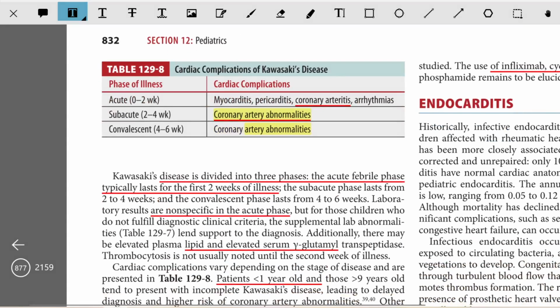Kawasaki's disease is divided into three phases. The acute febrile phase typically lasts for the first 2 weeks of illness. The subacute phase lasts for 2 to 4 weeks, and the convalescent phase lasts for 4 to 6 weeks. The total duration is 4 to 6 weeks.